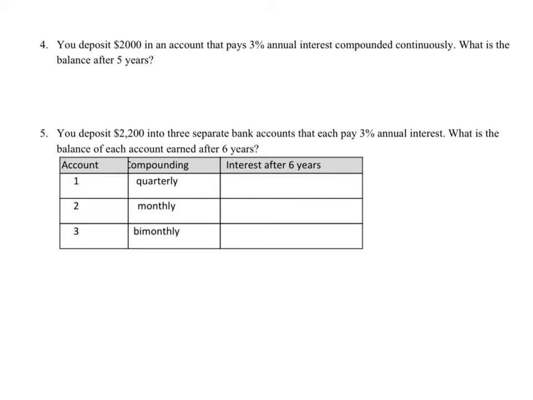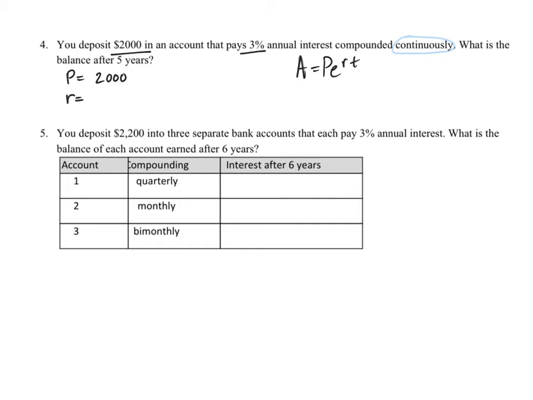All right, so this is number 4, and you can see here the story says you deposit $2,000 in an account that pays 3% annual interest compounded continuously. What is the balance after 5 years? So automatically when I was reading through this, I was like, oh, it's asking for compounded continuously. If this is compounded continuously, I want to use the PERT formula, or the A equals PERT formula, the compounded continuously formula. And to use this formula, you need a P, a principal, which in this case, I believe is the 2,000 because that's how much money you're depositing initially. And R, which is the 3%.